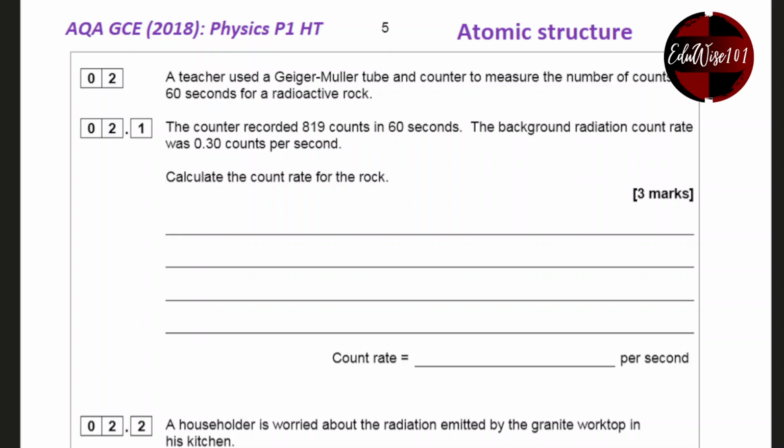In this video, I'm going to go through the AQA Physics Paper 1 Higher Tier from 2018. Question number 2 is on the topic of atomic structure to do with radiation, or nuclear radiation.